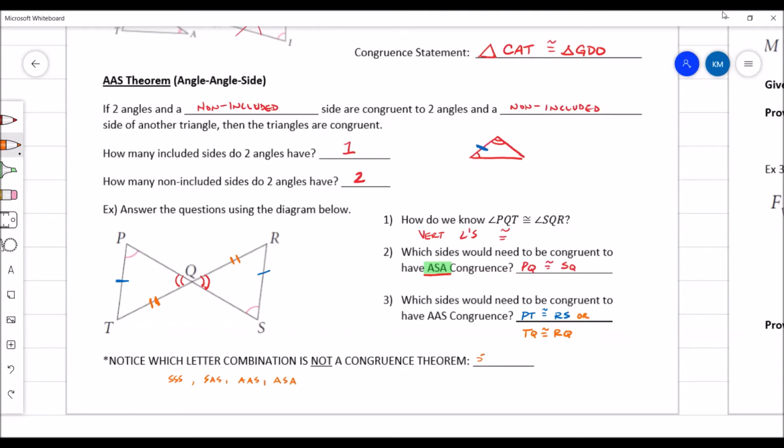We do not have SSA. It is not a congruence theorem. Okay, that is not a way that we're going to prove that two triangles are congruent. We also don't have AAA. We'll look at that later, but we don't have AAA either. But we don't have SSA, that's the one that we're really pointing out here.